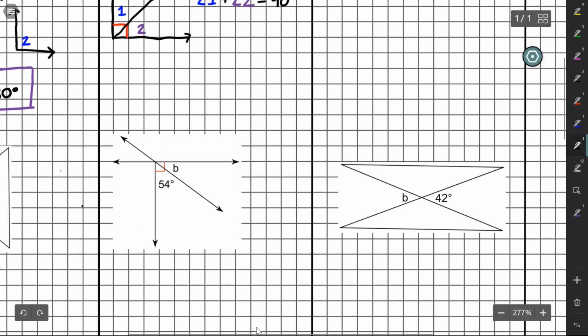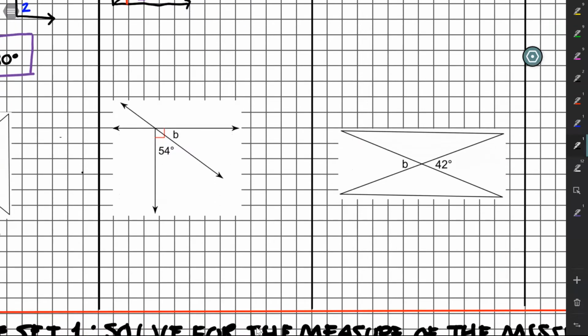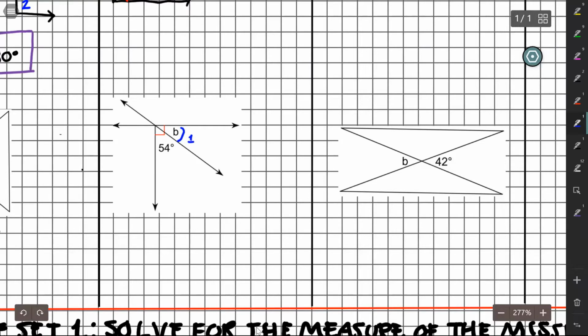Alright, so we're going to do another example. Same as the example before, we're just solving for that angle B. And I'm going to label that as angle 1 and 54 as angle 2. I'm going to set up my equation same as before. I have angle 1 plus angle 2 equals 90, and I'm going to substitute what the problem gives me.